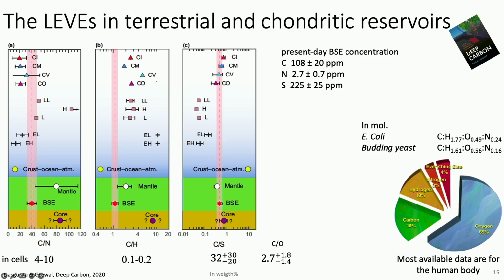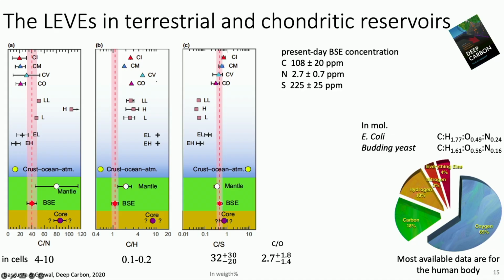So what we see is that the bulk silicate Earth is slightly depleted in nitrogen compared to the carbonaceous chondrites that are supposed to be really important in the building blocks of life. For sulfur, it's about the same, and that's the opposite for hydrogen. So you see, we go from one side to the other. And then we can compare what's happening in the cells compared to the bulk silicate Earth or to the exogenic envelopes.